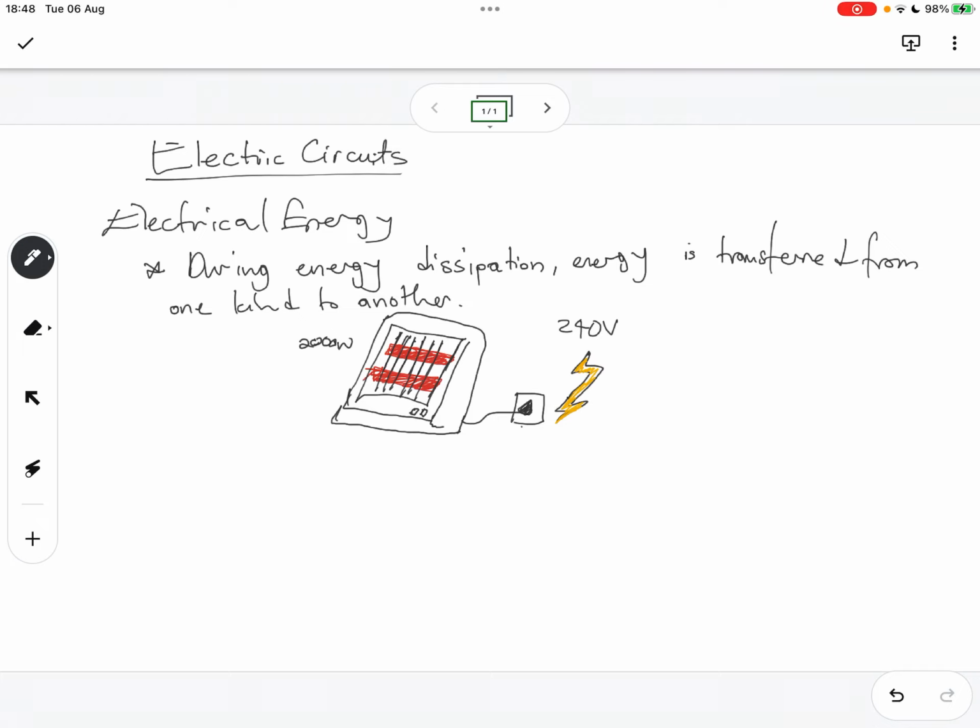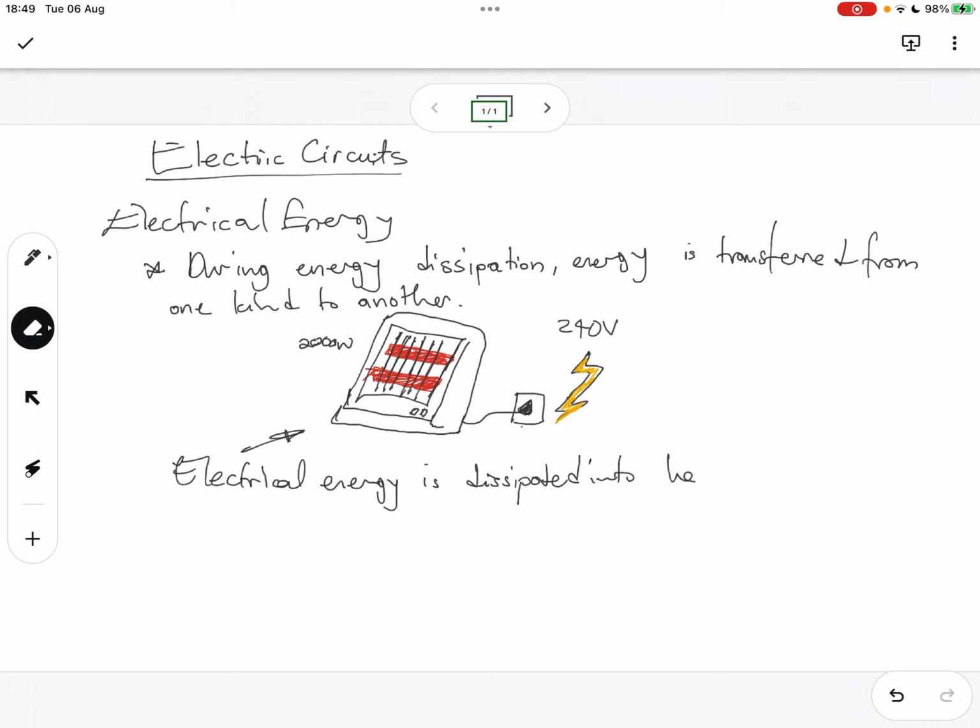So, okay, what happens here? Electrical energy is dissipated, or electrical power, electrical energy into heat energy, right? So this is what happens.